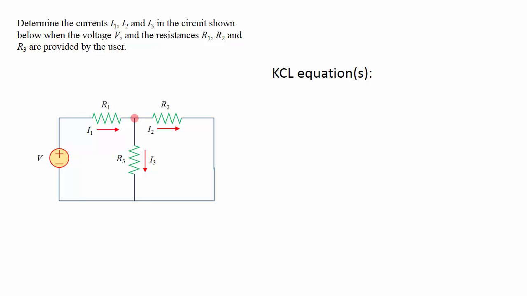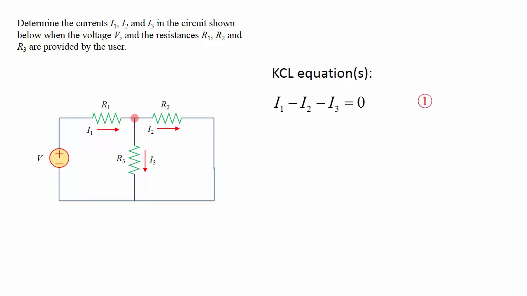But if we write the KCL equation of this node, we have the current coming in, that is I1, and then we have the 2 currents going out, I2 and I3. Therefore, I1 must equal I2 plus I3. In other words, I1 minus I2 minus I3 equals 0. As you can see, this equation includes all three of our unknowns. Therefore, this is a very informative, useful equation. And this is our equation number 1.